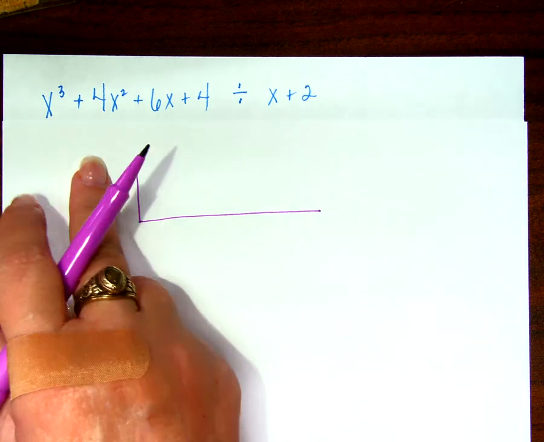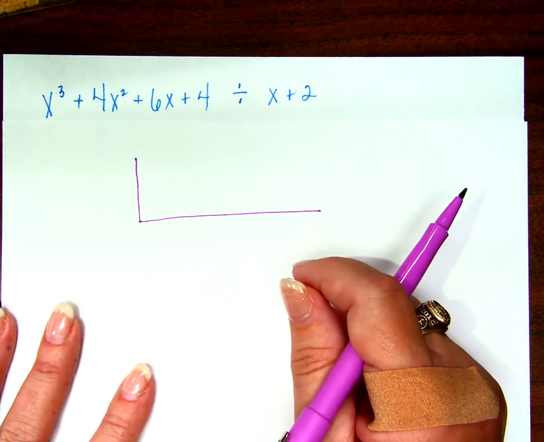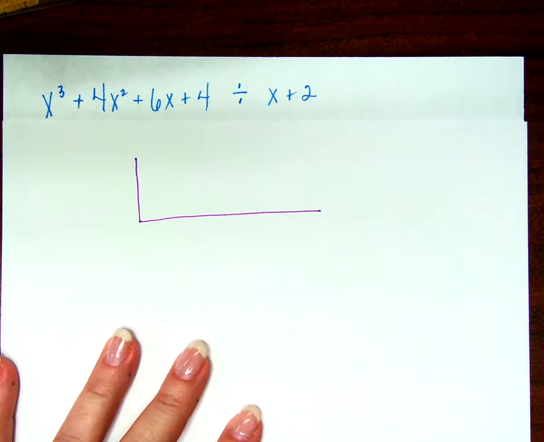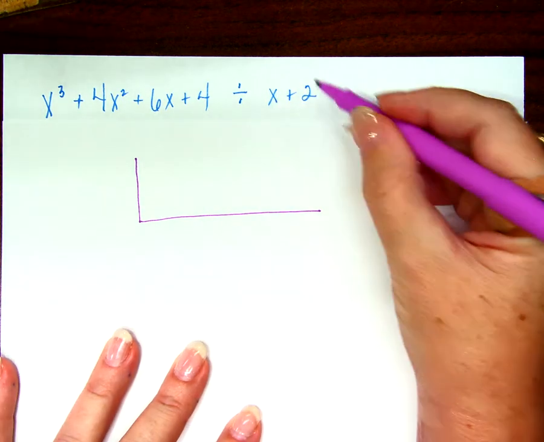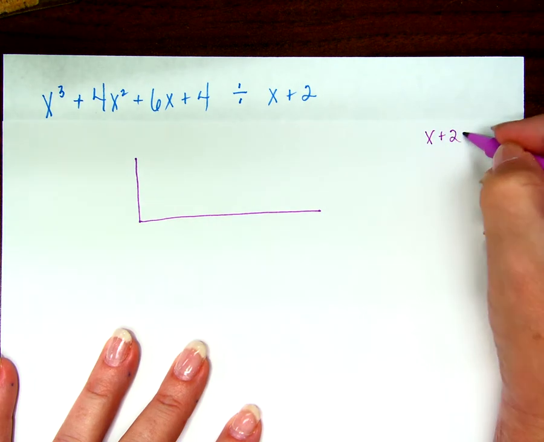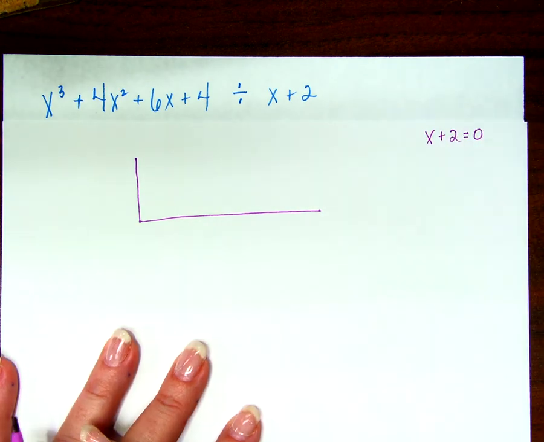So we've got an outside and we've got an inside. Are you clear about that? What do you think goes on the outside? It's what we're dividing by, right? That's typically what goes on the outside. When we're doing synthetic division, we take what we're dividing by and set it equal to 0.